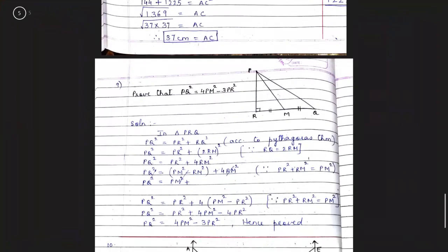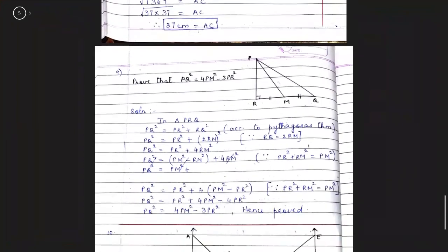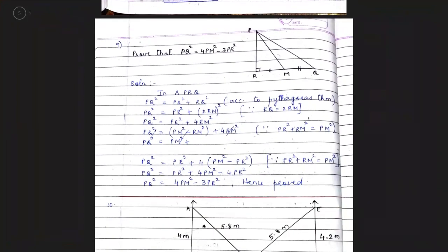Okay. Now question number 9 is like this. You have triangle PRQ, which is a right angle triangle. M is the midpoint of RQ. So that's why RM is given congruent to MQ. We have to prove PQ square is equal to 4PM square minus 3PR square. Now what we do is, you first consider triangle PRQ. It's a right angle triangle.